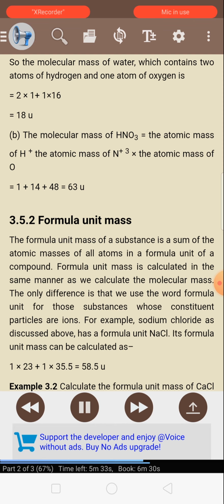Example 3.2. Calculate the formula unit mass of CaCl2. Solution. Atomic mass of Ca plus 2 times atomic mass of Cl equals 40 plus 2 times 35.5, equals 40 plus 71, equals 111 U.